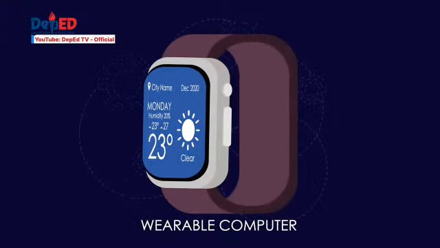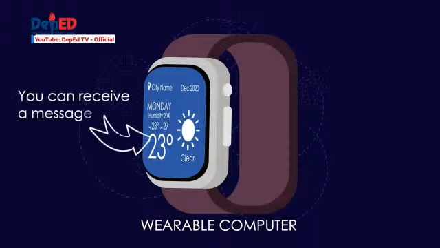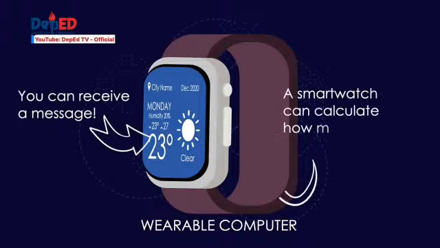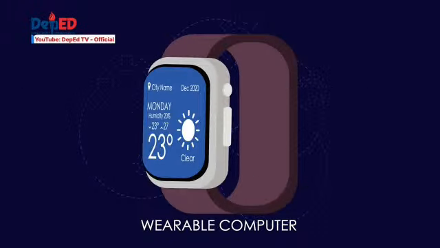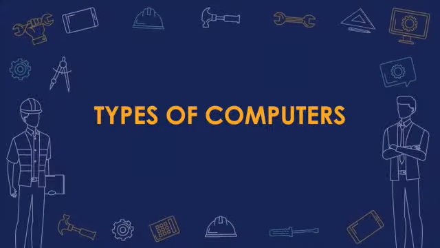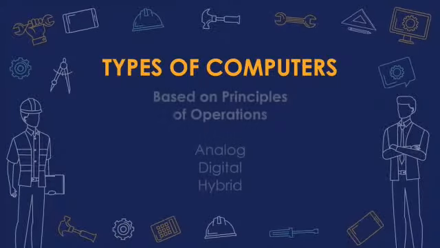And lastly, we have wearable computers. This is a small computing device that can be worn on the body. One of the best examples of wearable computers is your smartwatch, where you can receive a message from your mobile phone and so many other things. It can also calculate how many steps you make in a day and can even monitor your heart rate. It's amazing, isn't it?